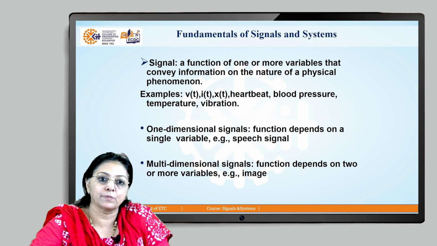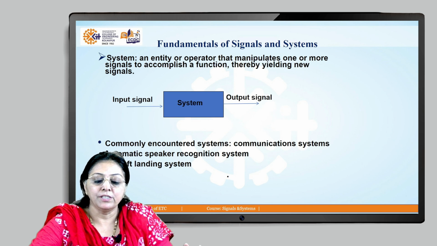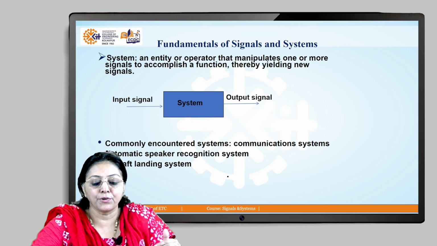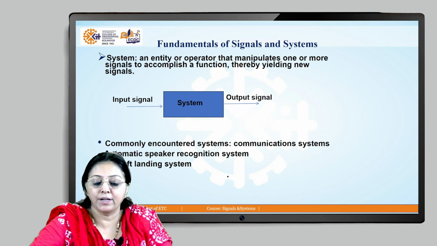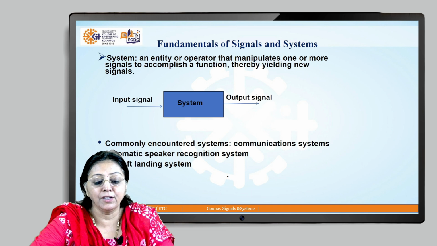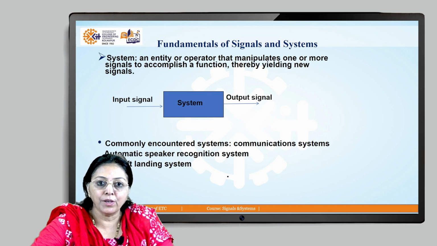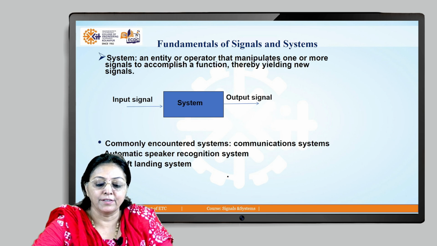Generally, this is a general explanation about the signal. Now, what are the fundamentals of signals and system? We studied the signals, but now we are going to focus on the system. A system is an entity or operator that manipulates one or more signals to accomplish a function, thereby yielding a new signal. So we operate on the input signal as per our requirement, and that is called a system.